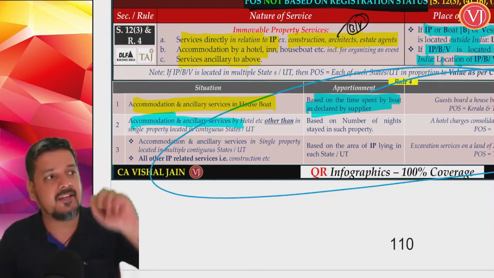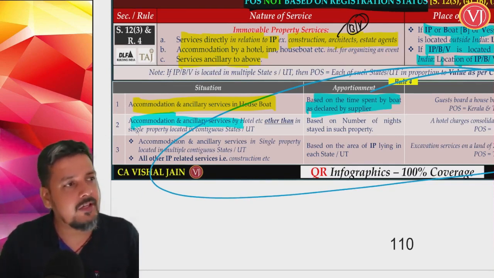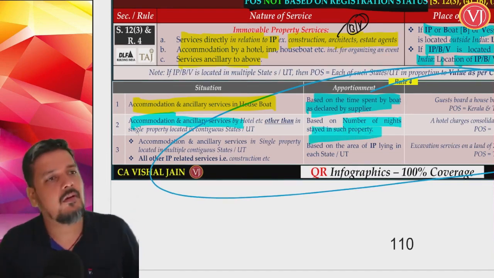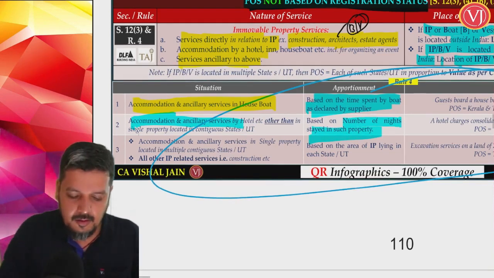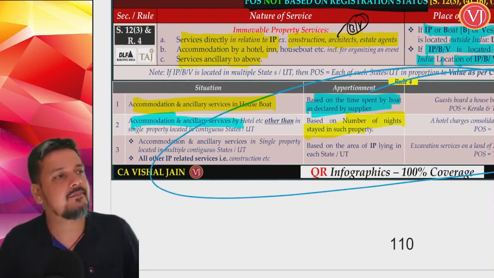2 days in Mumbai and 3 days in Ladakh. What should be the answer now? 2:3. Maharashtra and Ladakh in the ratio of number of nights stayed in that property.